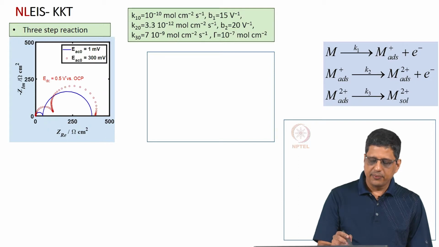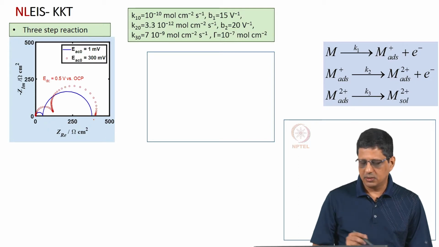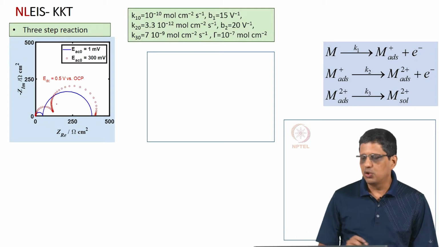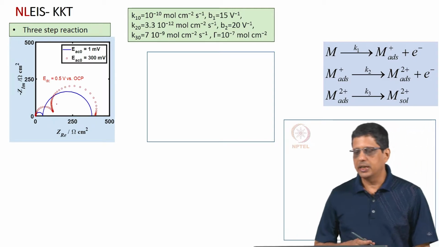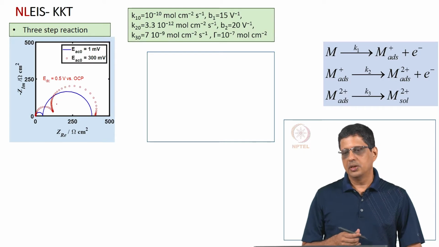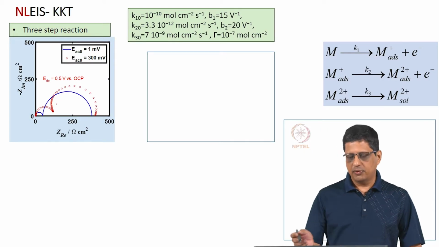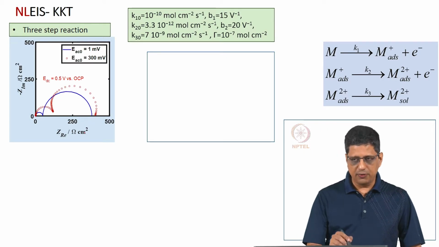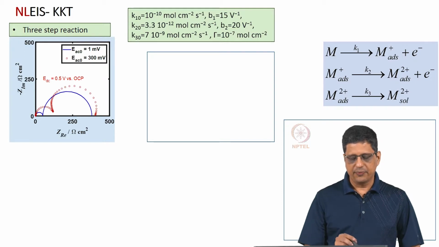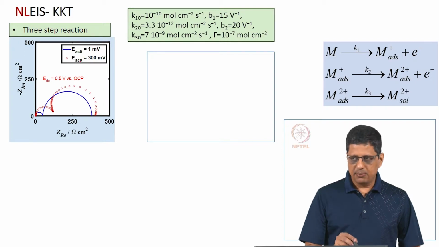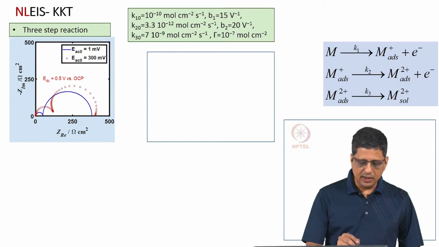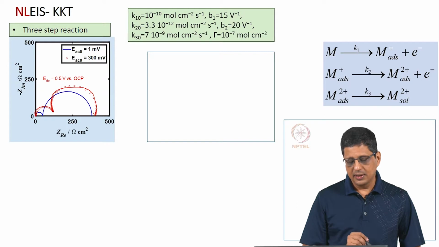In this case, when we use 1 millivolt data, we get 2 semicircles. In case of 2 adsorbed intermediate, you may be able to get 3 semicircles, 3 capacitive loops, but for this set of parameters, visually if you observe, you can see 2 semicircles. When you go to large amplitude perturbation, this actually looks like a semicircle and this is like a distorted loop. I will not even call it a semicircle.